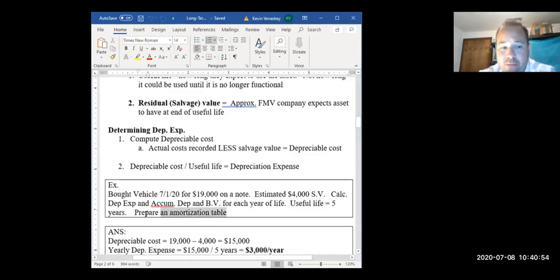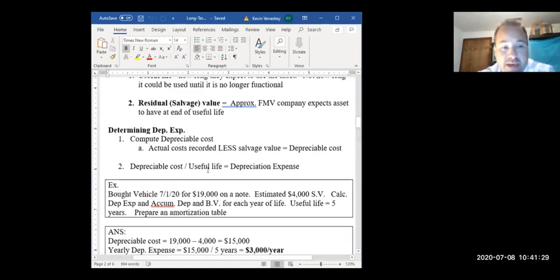And I also ask us to prepare an amortization table. What that amortization table is basically a year-by-year listing of how much I depreciated that year, what's my total accumulated depreciation, which I could easily look at the T account to find if I wanted to, and then also, what's the current book value of that vehicle. So if I do sell it, I'll know what it's still worth on my books and if I have a gain or a loss. So the first thing we want to do is just figure out how much am I going to depreciate every year.